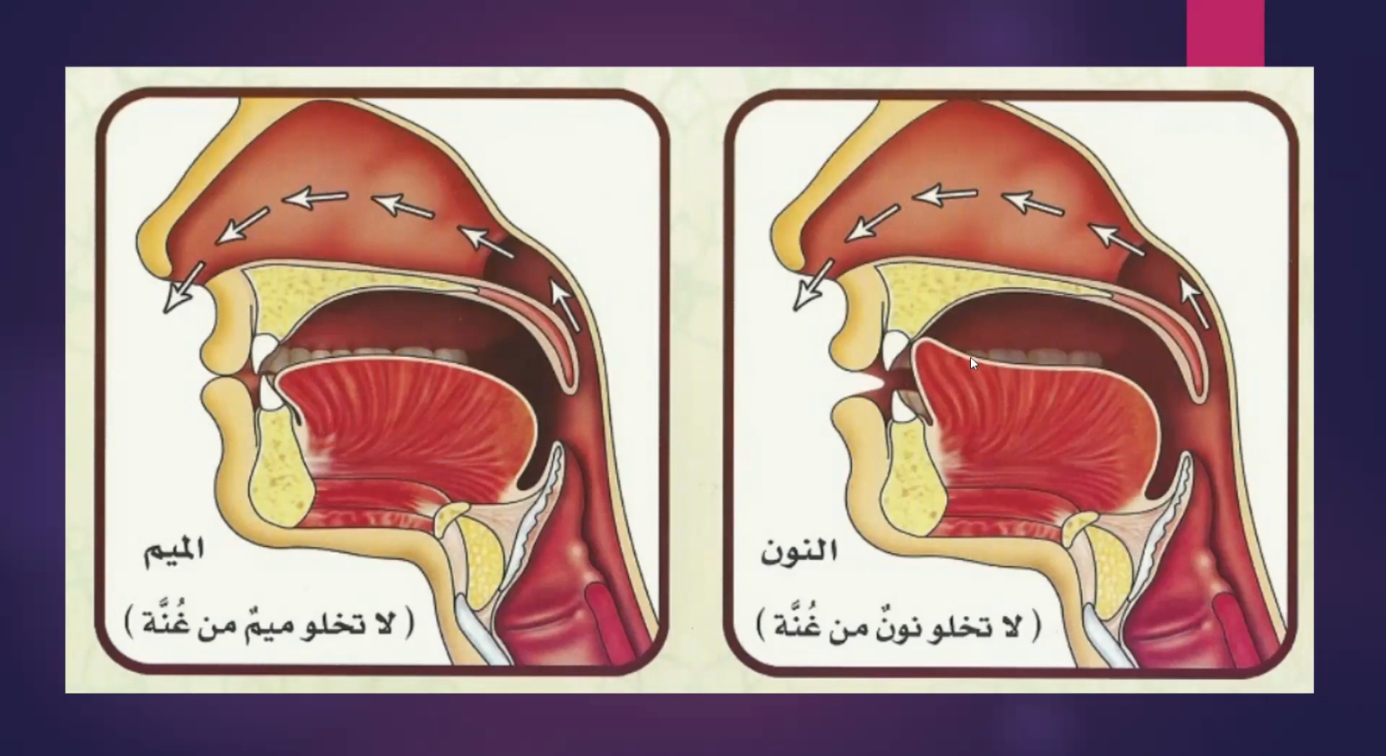And we have the mim as well. Closing the two lips will block the passage for the sound to come out. The sound will find it's been directed towards the nasal cavity, so it will travel up, go towards the nasal cavity and come out from the nasal opening. So these are the ghunnah for the letter noon and the mim, showing the makhraj through the image.